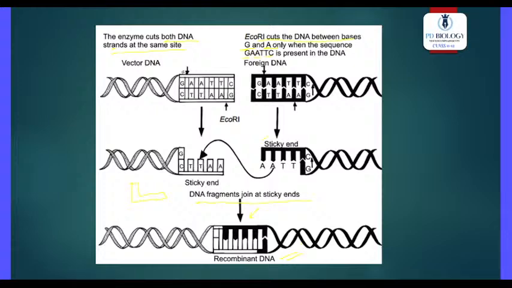Here you see the vector DNA and the foreign DNA. They are cut at a particular place, between the G and A sequence. Now this one forms sticky ends and they are attached. See, the A attaches with this one, so AT, GC, this type of bonding is there, and they form the recombinant DNA.